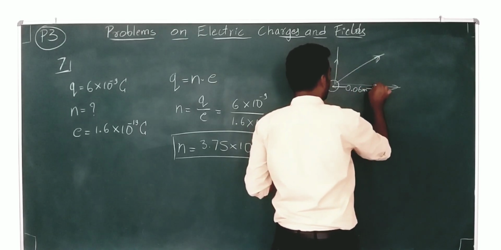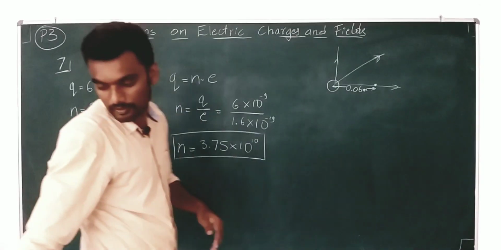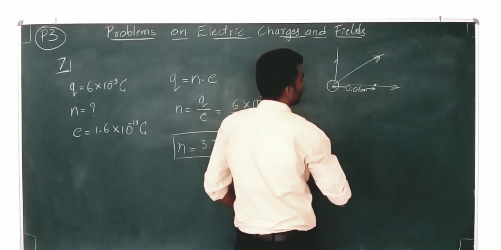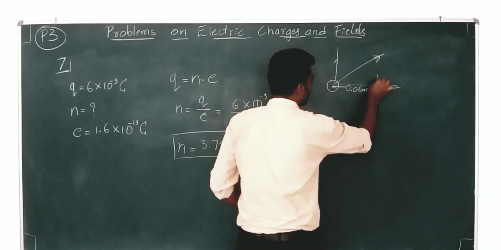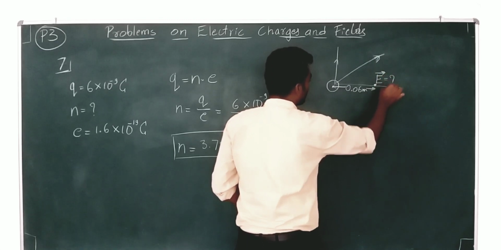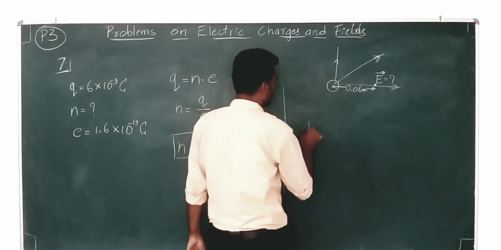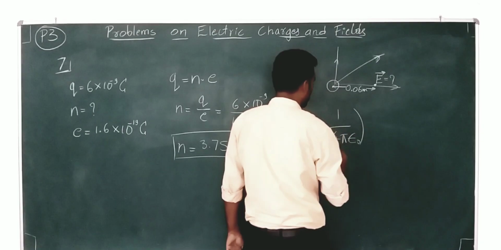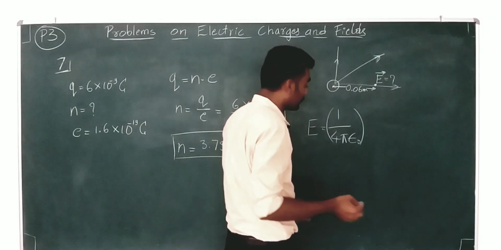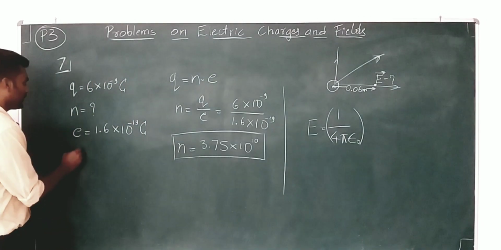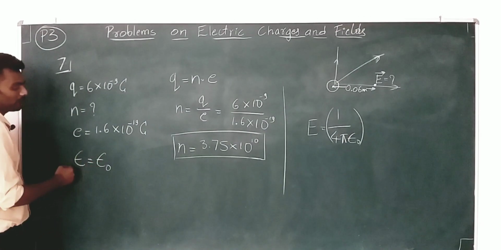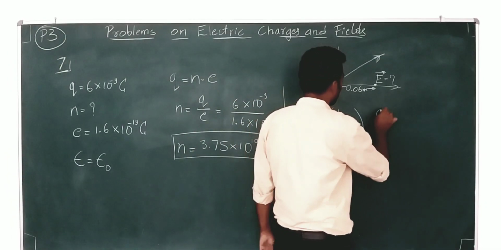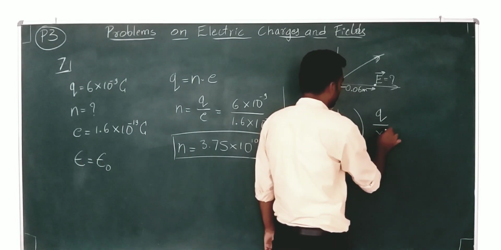Now I want the electric field at a point 0.06 meter from the center of this charged sphere. So electric field has to be found at this position. The formula for electric field, as you know, is E is equal to 1 by 4 pi epsilon naught. Why epsilon naught directly? Because we know that the given medium is vacuum. When the given medium is vacuum, epsilon is directly taken as epsilon naught, and E is equal to 1 by 4 pi epsilon naught Q by R squared.